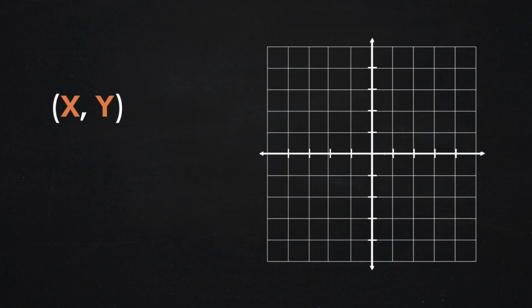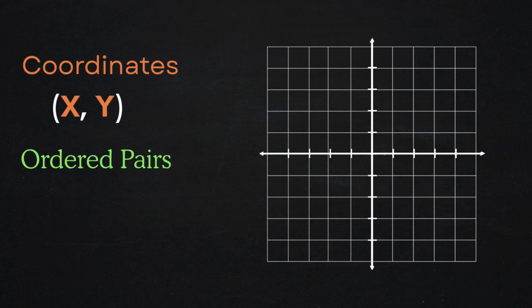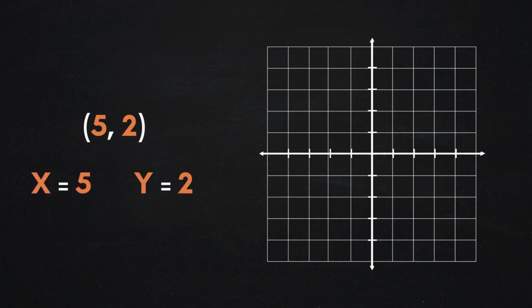In an ordered pair, the first number represents the x value, and the second represents the y value. We consistently list them in this order, x first, then y, to avoid confusion. Therefore, coordinates are often called ordered pairs because they are a pair of numbers arranged in a specific sequence, x value followed by y value. For instance, the coordinates (5, 2) indicate that x equals 5 and y equals 2.